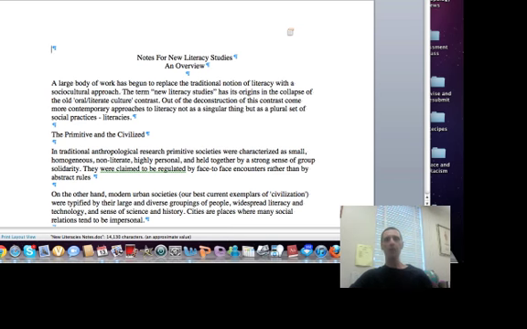So this large body of work that you've been reading about, new literacy studies, has begun to replace the traditional notions of literacy with a sociocultural approach. I'm going to review some of these key developments that have led up to the sociocultural approach, so you can see that the new literacy studies has its origins in the collapse of the old oral-literate contrast. Out of the deconstruction of that contrast come more contemporary approaches to literacy, not as a singular thing, but as a plural set of social practices, or literacies. So I'm going to begin with the primitive and the civilized.